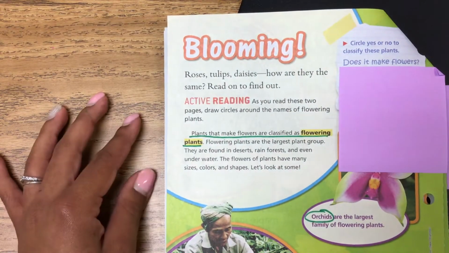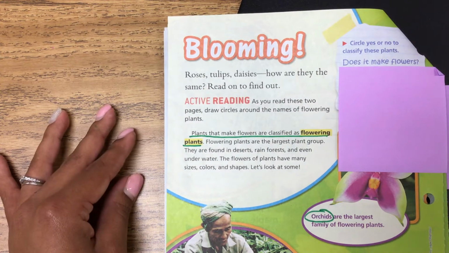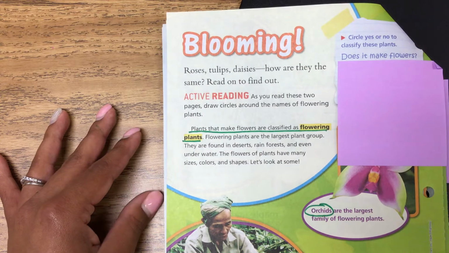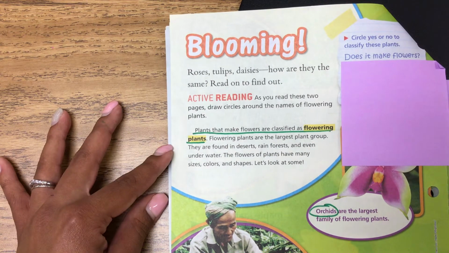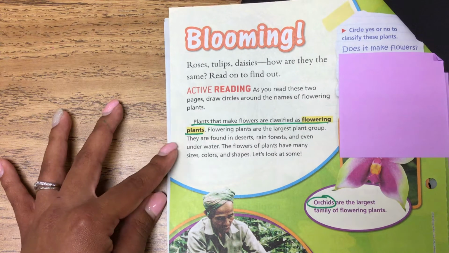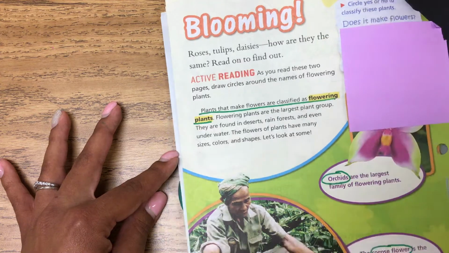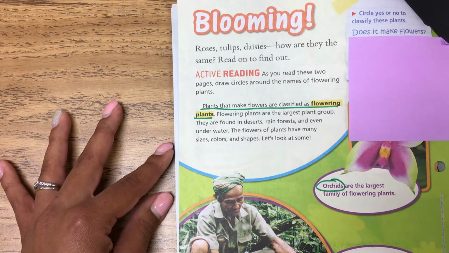Blooming. Roses, tulips, daisies, how are they the same? Read on to find out. Plants that make flowers are classified as flowering plants. Flowering plants are the largest plant group. They are found in deserts, rainforests, and even underwater. The flowers of plants have many sizes, colors, and shapes.